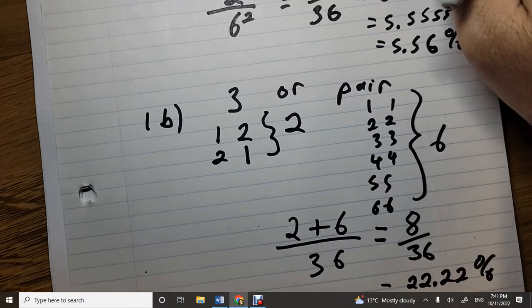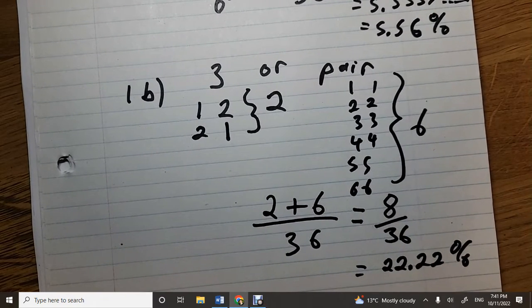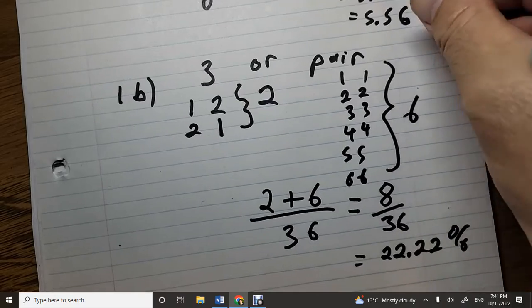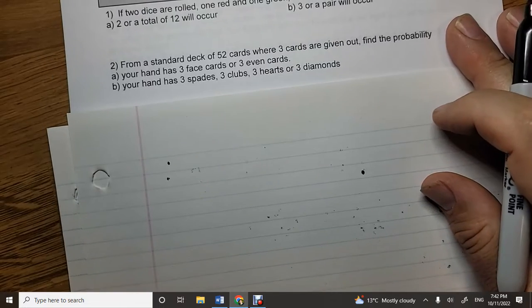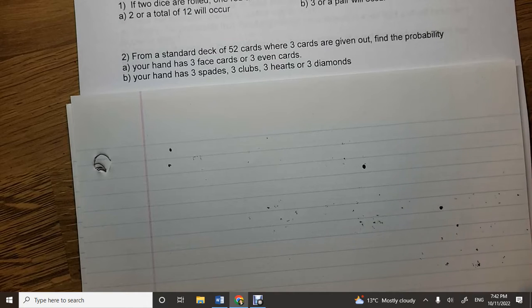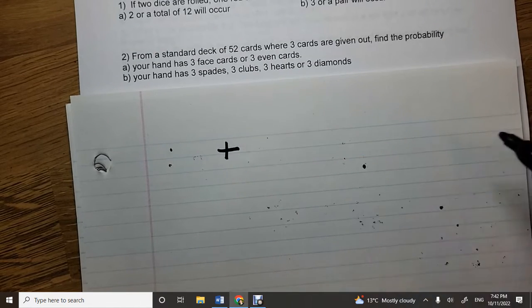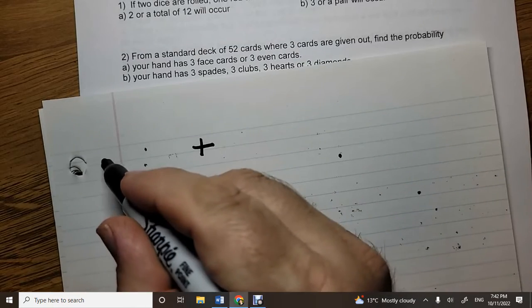Okay, let's continue on to question 2. These are all "or" questions, so we add. We've already done these types of questions before, just reviewing. Let's read question 2. From a standard deck of 52 cards, where 3 cards are given out, find the probability that your hand has 3 face cards or 3 even cards. So we're going to add, so we know there's a plus involved for this question 2A.